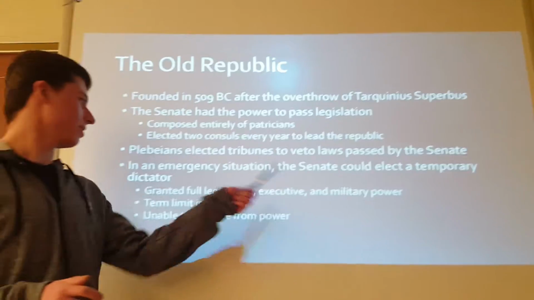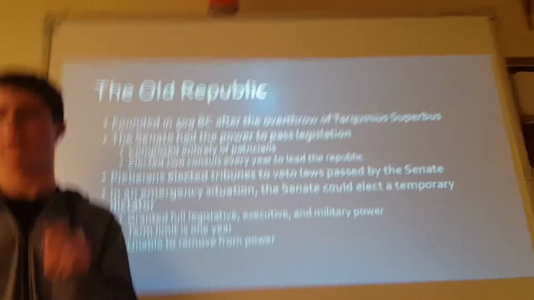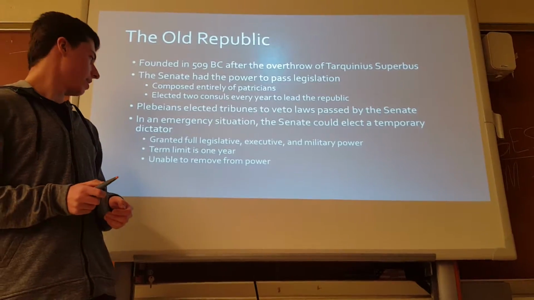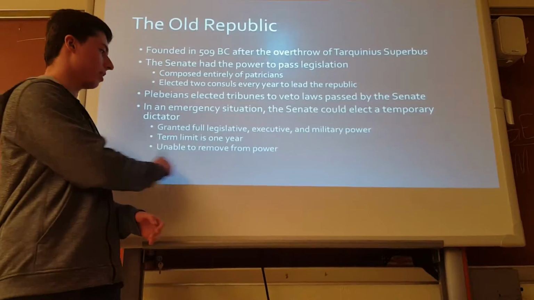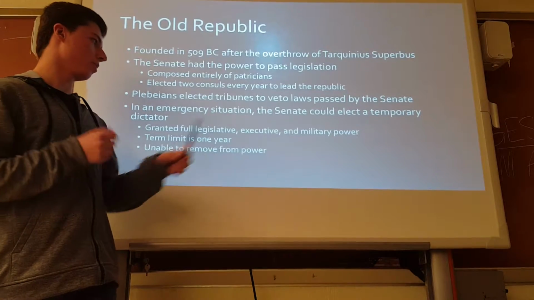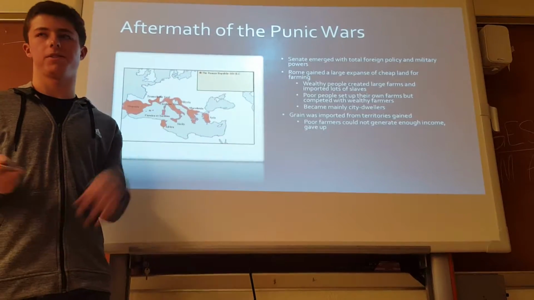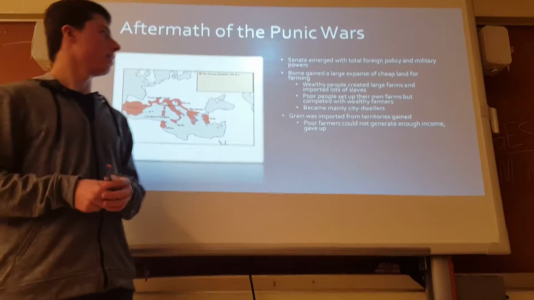And in an emergency situation, i.e. war, the Senate could elect a temporary dictator for, I believe, a one year term? Yes, one year. And since Rome was at war a lot, this usually happened all the time. It was like a supreme dictator. You were unable to remove him from power, and the dictator would have all control over the government and military. But the Senate would choose wisely, so this wasn't really a problem.